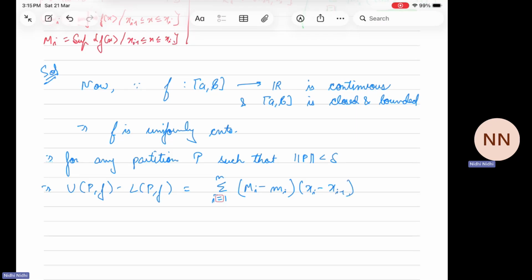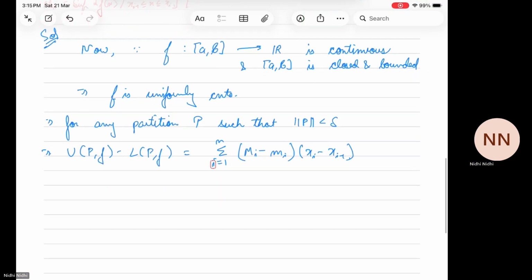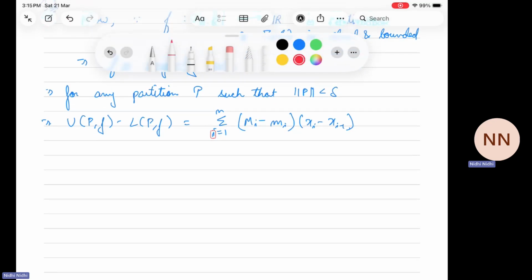Now, since f is continuous, defined on a closed and bounded interval, we know that it will always attain its maximum and minimum. Therefore, for every interval xi minus 1 to xi, we can find xi prime and xi double prime such that this capital Mi is exactly equal to f(xi prime) and small mi is equal to f(xi double prime). So I'll write that.